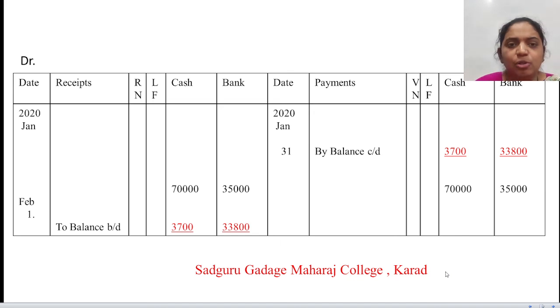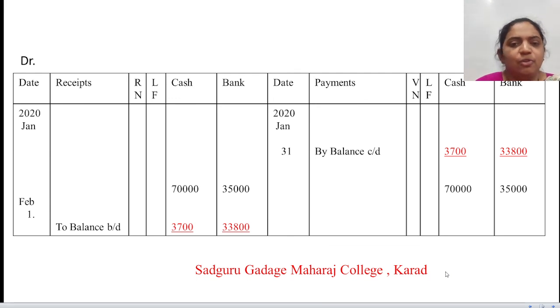Just like that, we have to go for bank also. In the bank column also, on both sides you see debit is more than credit. So on the credit side of the bank amount, only one amount is given. How much? 1,200. So what you will do? 35,000 minus 1,200. Your answer came 33,800. So on the date 31st, you have written by balance carried down, cash column 3,700, bank column 33,800. Okay, and below that we have already tallied 70,000 on the cash side, debit and credit, and 35,000 on the bank side.